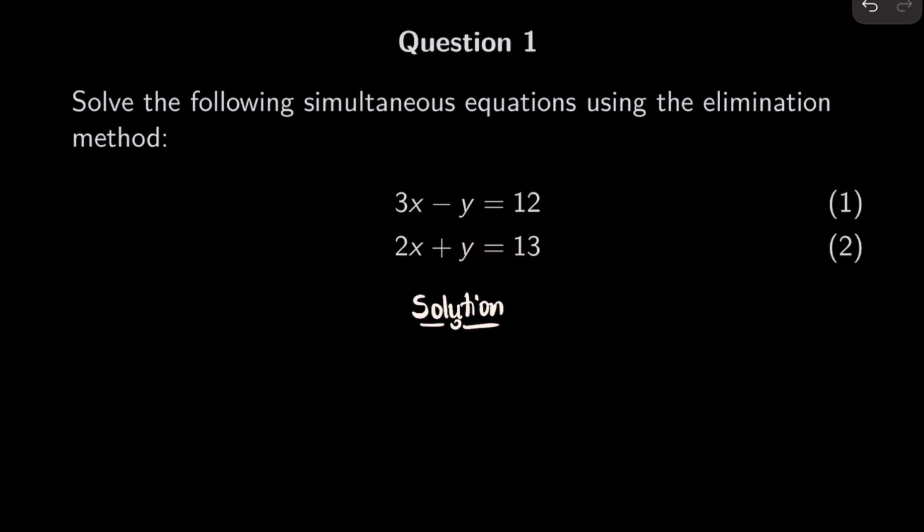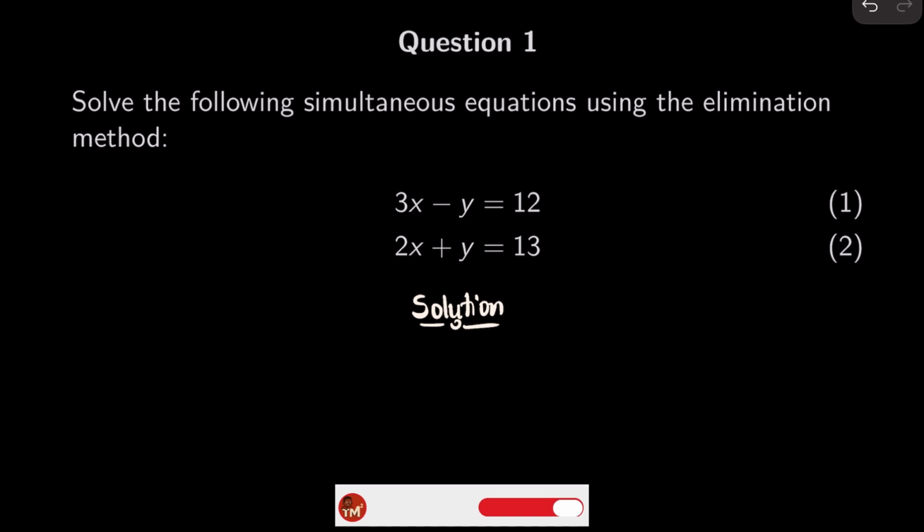Solution. To use the elimination method, suppose you want to eliminate the variable y, then the coefficient of y in equation 1 must be the negative of the coefficient of y in equation 2, right? So now here we have the coefficient of y in equation 1 to be minus 1 and the coefficient of y in equation 2 to be plus 1. And so we can now use the elimination method because the coefficients are the same but opposite in signs, right? So here we are going to add equation 1 to equation 2.